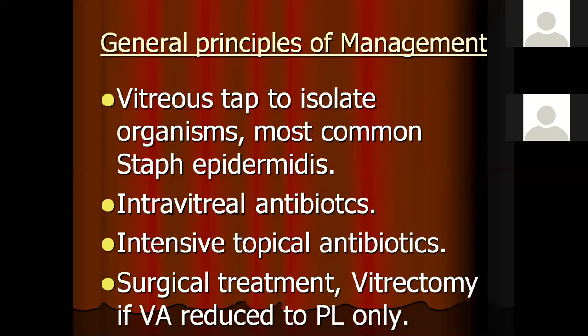Second step is to put intravitreal injections into the vitreous. Intravitreal antibiotics, that is, injections into the vitreous cavity. Third is to put antibiotic drops into the eye. That is intensive topical antibiotics. Initially, you put antibiotic drops every 5 minutes. Then every 15 minutes, then half hourly.